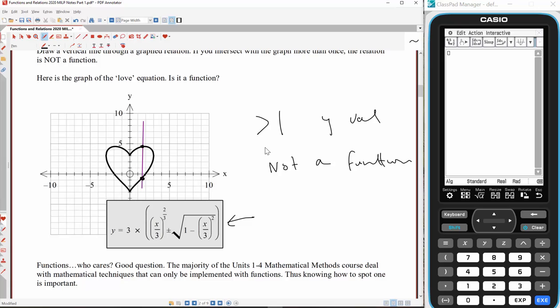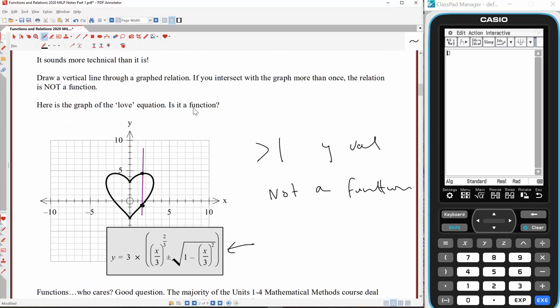Function. All right, so it is not a function because we've got more than one y value for one x. Okay, here x produces this value here and this value here, and functions don't do that. Functions only produce a maximum of one y value for any given value of x.